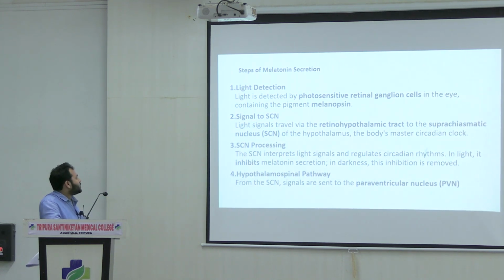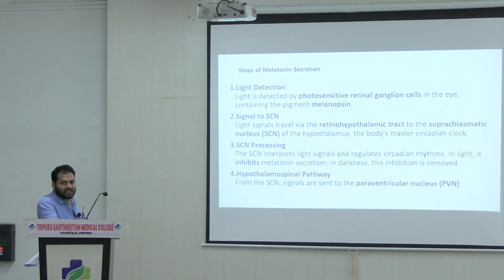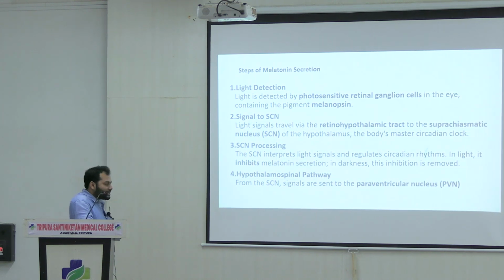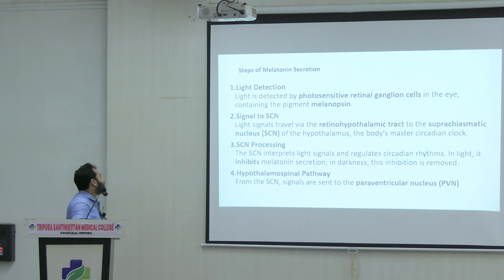After that, there is a signal called the light signal that reaches another important part of this particular pathway. So what is that part? Light signals travel via the retinohypothalamic tract to the suprachiasmatic nuclei in the hypothalamus, right?